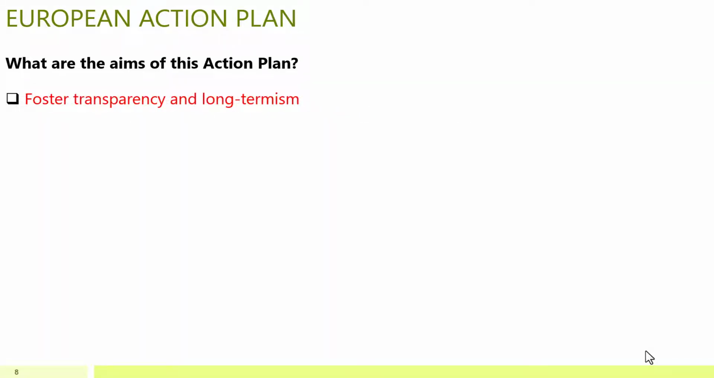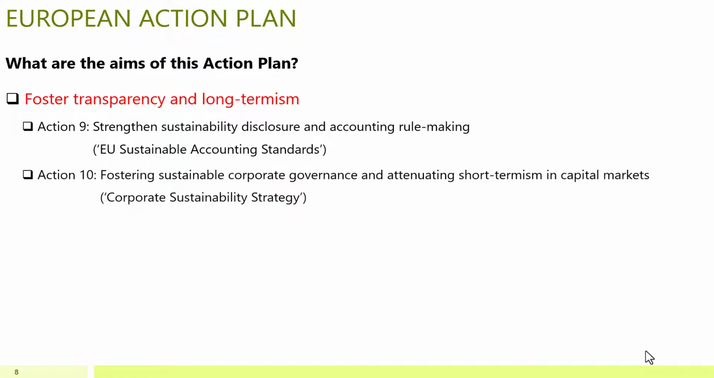What is more important for me are these actions number 9 and 10, because they have a very close IT relationship that we will see later on. So action 9 focuses on disclosure. And if you read this action plan, then behind are European Union Sustainable Accounting Standards. So the European Union created their accounting standards, especially for sustainability. And then we have a corporate sustainability strategy that focuses on corporate governance and different measures.